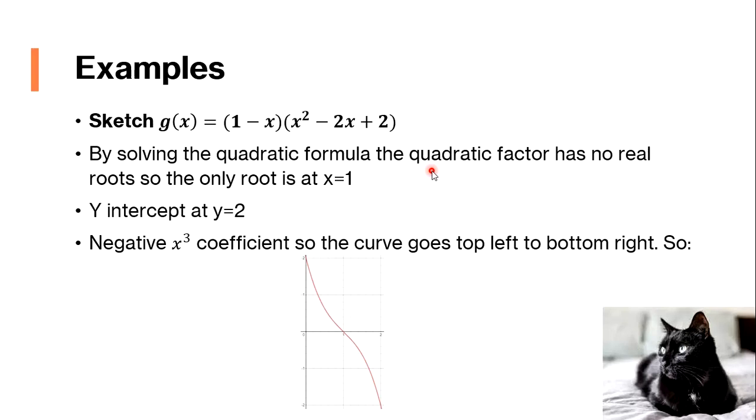And obviously, if you only do normal A-Level Maths, you don't use i. Doesn't make any sense. If you do further maths, you will come across the imaginary numbers. I did fairly early on in further maths, but people do it at different points. But in normal maths, when you're doing your basic A-Level Maths, you do not use that. So the only root for this is x equals 1. The y-intercept is at y equals 2, and there is a negative x cubed coefficient if you times it all out, so the curve goes top left to bottom right. So that's the graph.